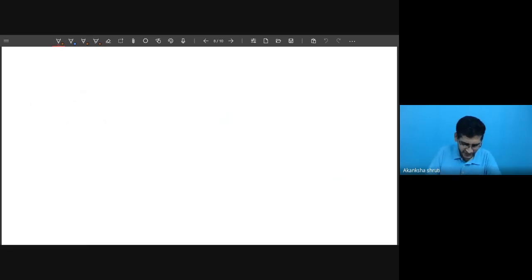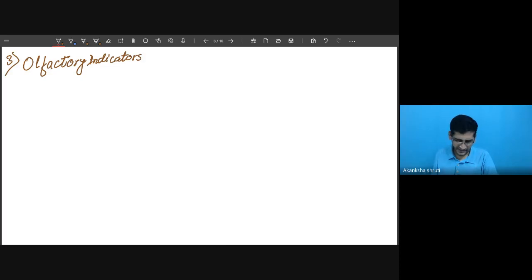So students, the third category is called olfactory indicators. Students, there are a large number of such indicators, and for them the smell cannot be expressed in words, so no need to write the smell.